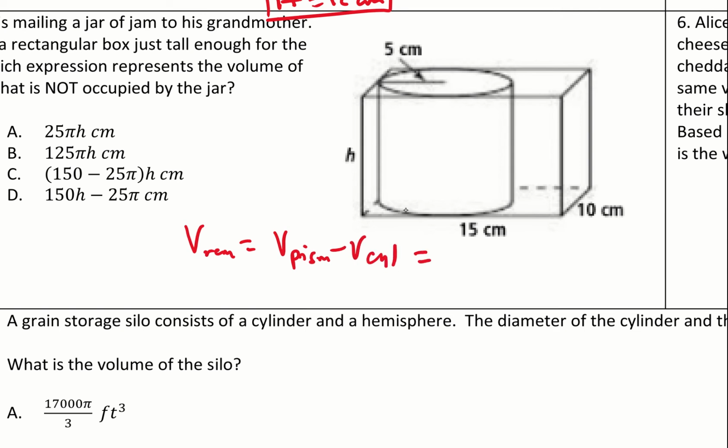Now the volume of this prism is 15 times 10 times h, right? So 15 times 10 times h minus the volume of the cylinder, which is pi r squared h. So it's pi times 5 squared times the height, which is h.